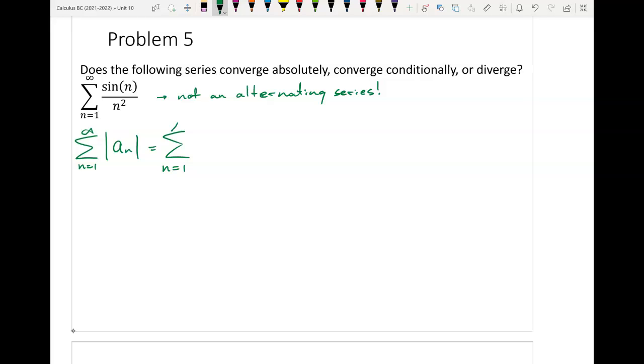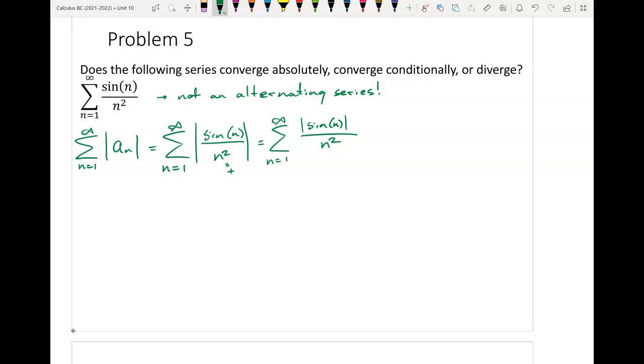So n equals 1 to infinity, and we're going to take the absolute value of sine of n over n squared. Now if we think about that, the only thing that gives us negatives is that sine function. N squared is always going to be positive no matter what. So we can actually take off the absolute value from the n squared and just think about this as this function here, sine of n over n squared. So we want to know what is the convergence of this series.